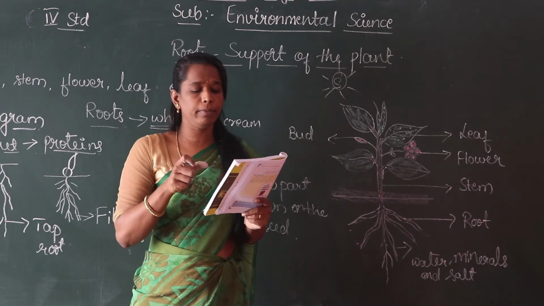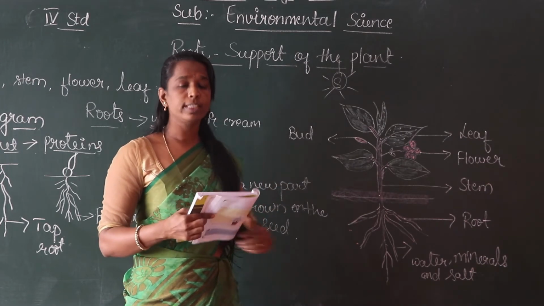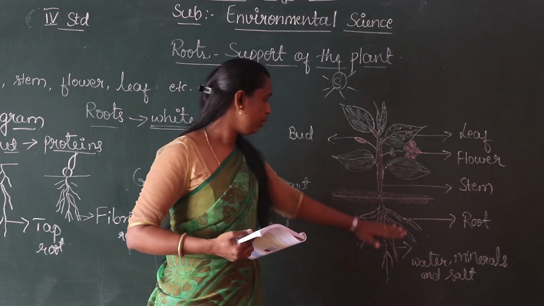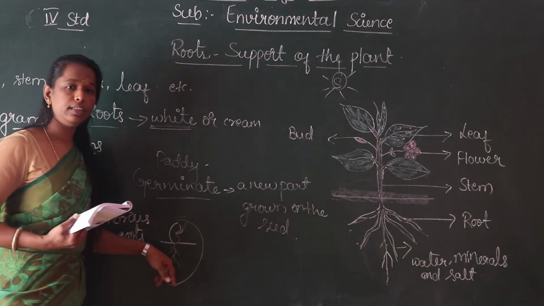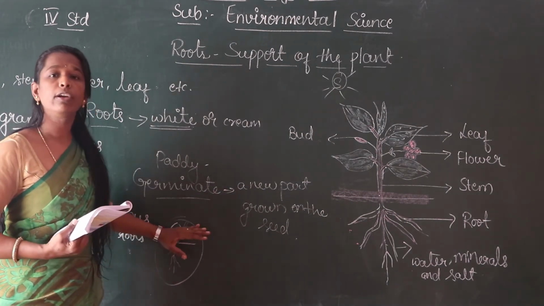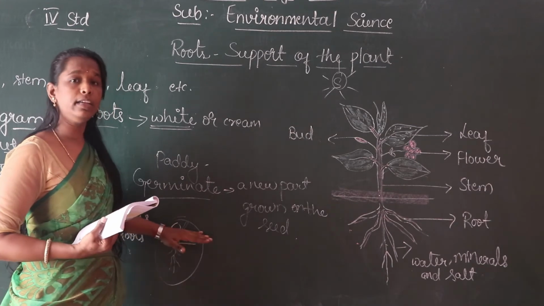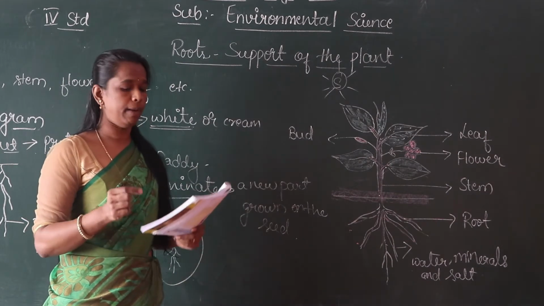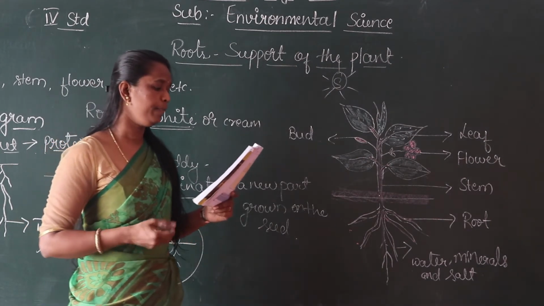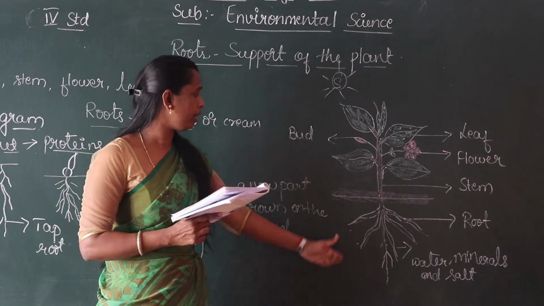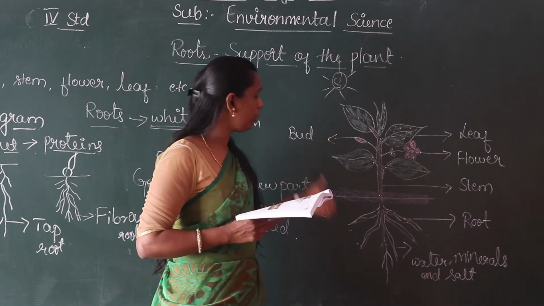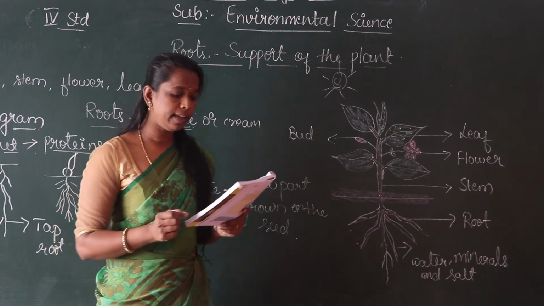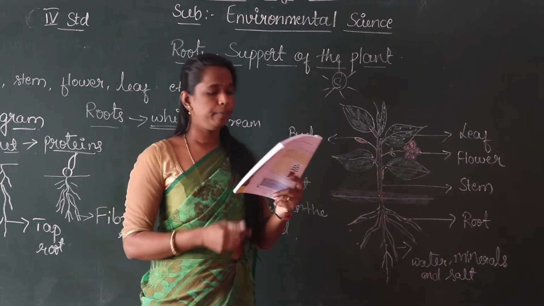Roots fix the plants firmly to the soil. Here we observe that without the root, means the cut root, this seed did not grow into a plant. So it confirms that the roots fix the plants firmly to the soil. Lastly we observe how the roots support the plant: roots absorb water and nutrients from the soil and supply them to the other parts of the plants.